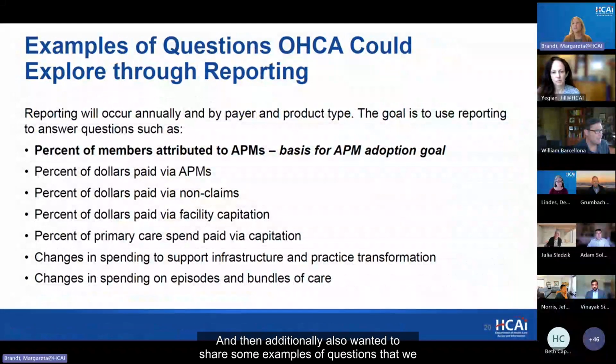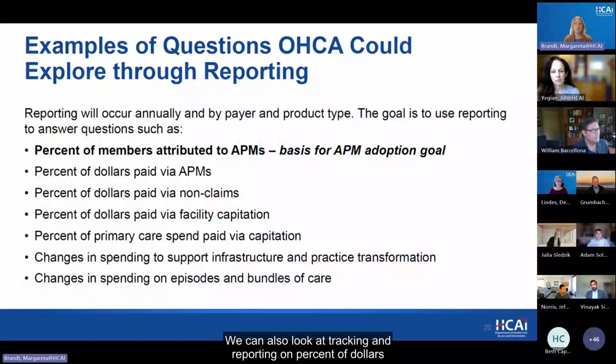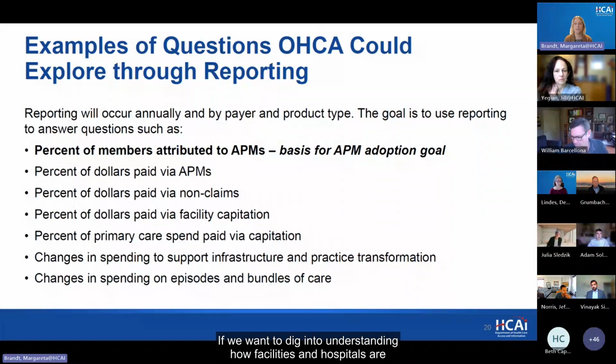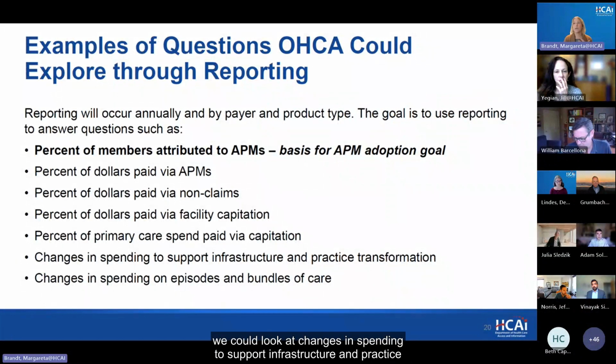Additionally, I wanted to share some examples of questions that we could explore through reporting. Of course, we have the percent of members attributed to APMs, which is the basis for our adoption goal. We can also look at tracking and reporting on the percent of dollars paid through APMs and the percent of dollars paid through facility capitation, if we want to understand how many facilities and hospitals are capitated. We could look at changes in spending to support infrastructure and practice transformation. So these are a variety of things that we could report alongside our APM adoption goals.